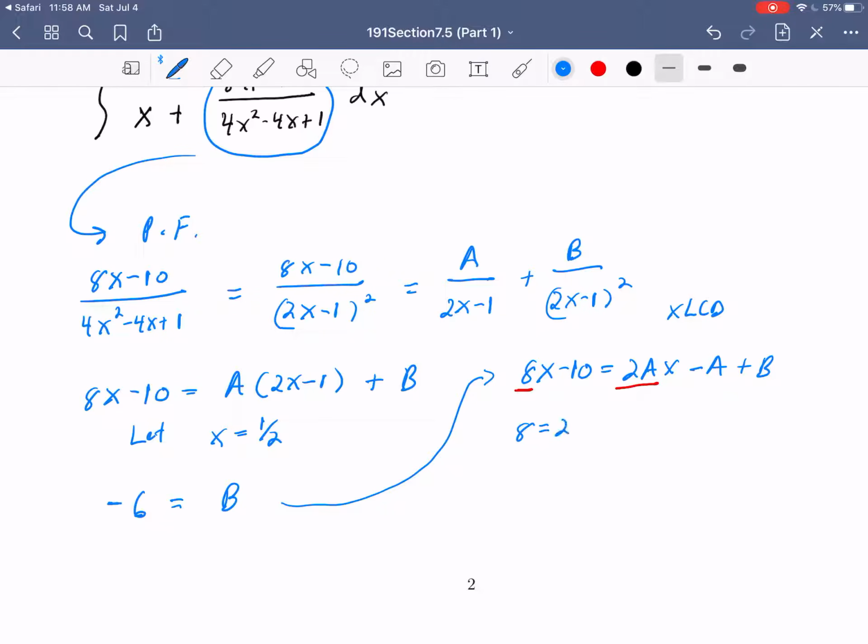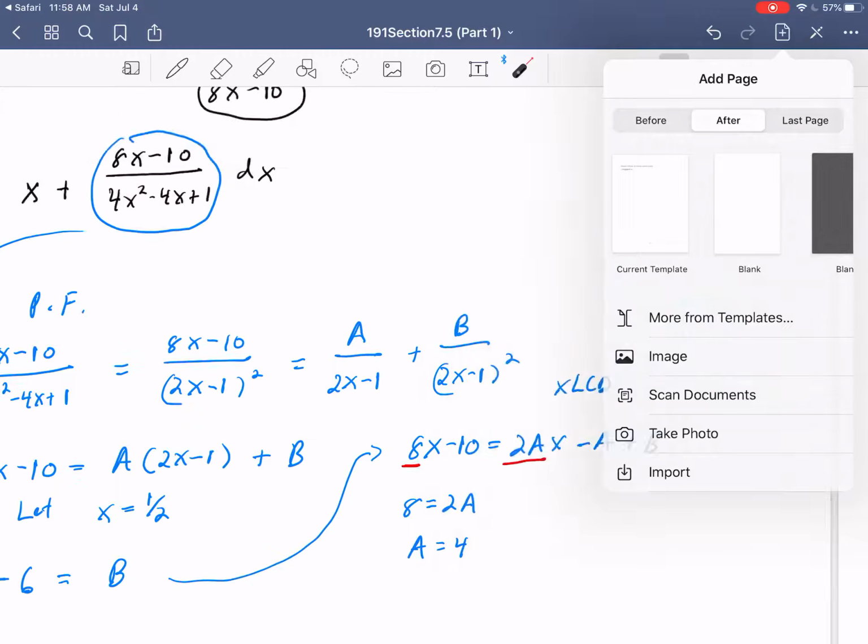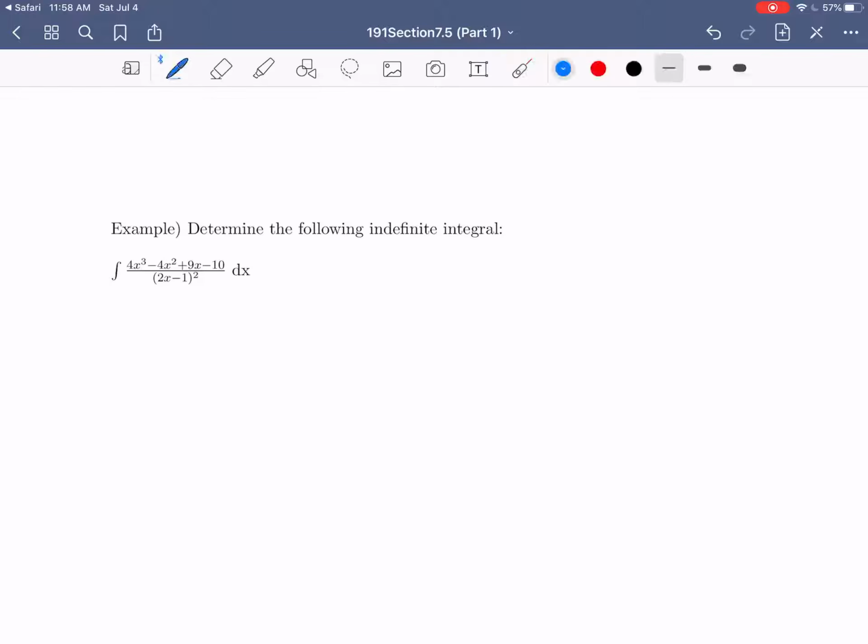So we get 8 equals 2a, and we get a equals 4. So there's our 2 constants there. Okay, so let's go ahead and move on to our next page and actually rewrite this. So at this point, we know that this is the integral of x.